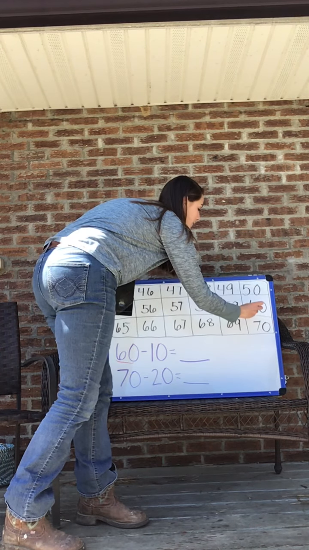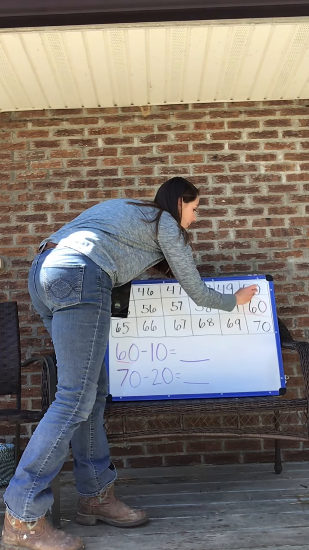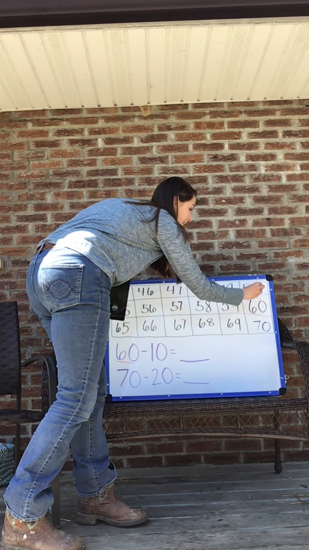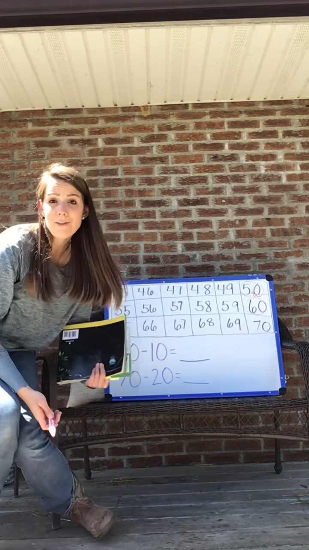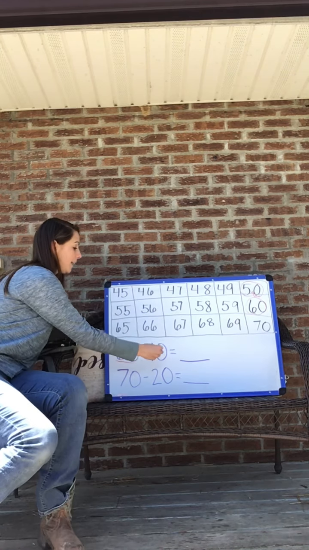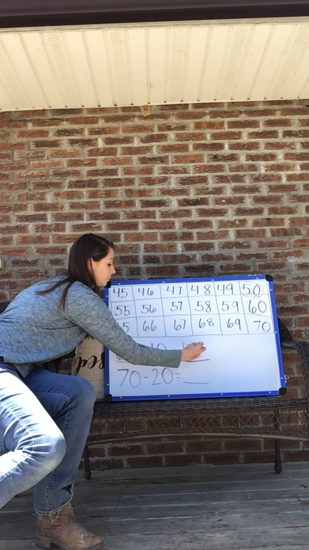I'm at 60, and then I'm going to go up. I show 10 less, and I land on 50. So I know that 60 minus 10 is 50.